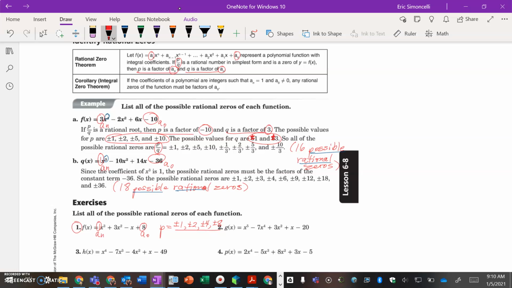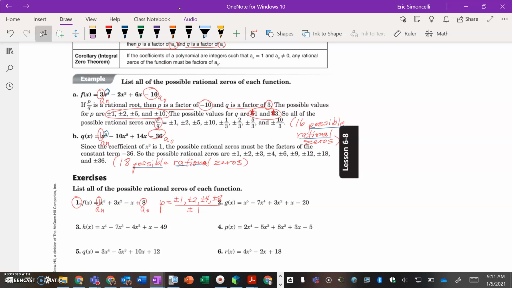Again, those are the factors of 8, while the denominator uses the coefficient, the numerator over the denominator looking somewhat like that. So that's another way to think of it. And because of the nature of what the leading coefficient is, the answers end up simply being plus or minus 1, 2, 4, and 8. So that's how I list it, and that's really all I need you to do on those types of questions.